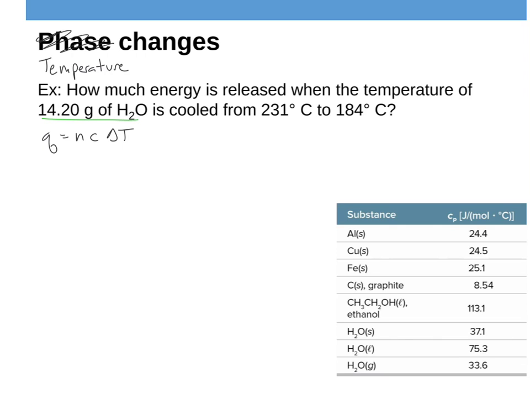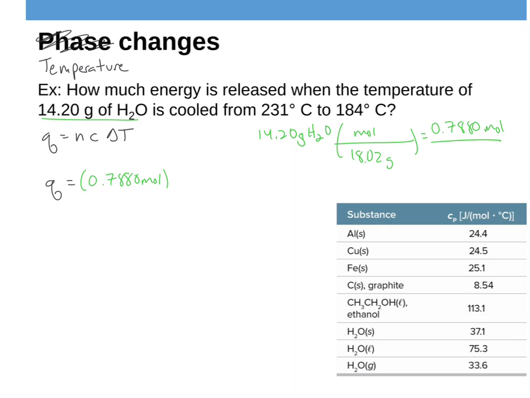I'm given grams of water, but I want moles of water, so I have to convert that. So 14.20 grams of water, with 18.02 grams per mole, ends up being somewhere around 0.7880. Check. Then I have to go find my heat capacity. Actually, let me write this. So Q equals, I found my n, we'll go ahead and write that down, 0.7880 moles. My specific heat, I need to go find it.